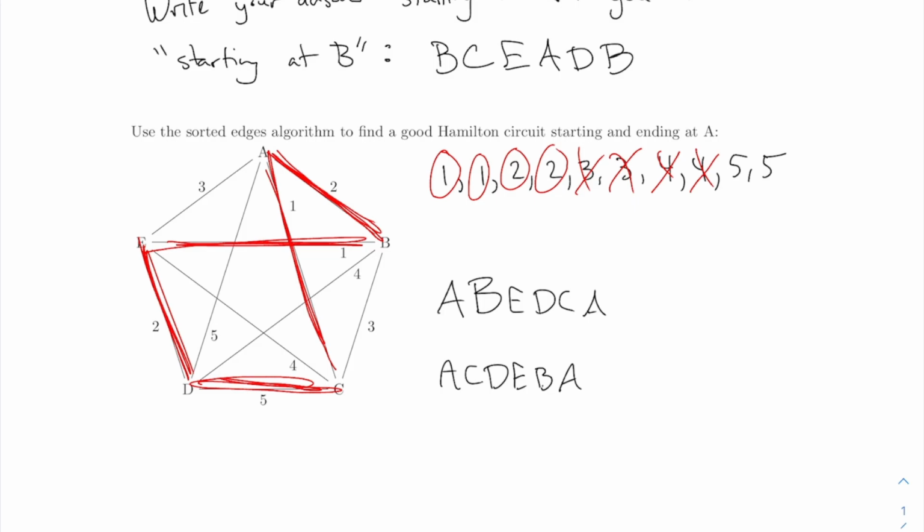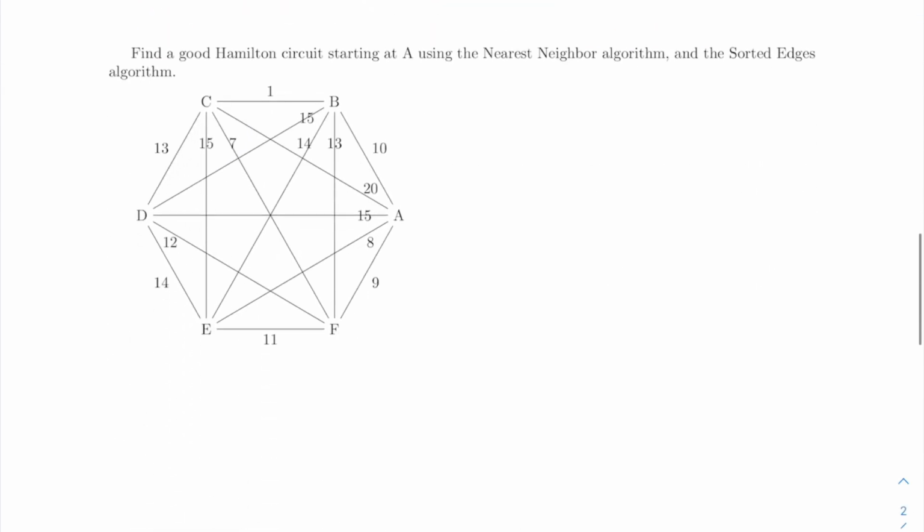All right. In our remaining 15 minutes, can you try the one on the back? It's a big one. You can handle it. This big one would be totally unreasonable to do with brute force. It would take you forever. But with the nearest neighbor or the sorted edges, not a big deal. So your job here, I hope you can remember the other one too. Find a good Hamilton circuit starting at A using nearest neighbor, first of all, which I think is a little easier. And then do it also using the sorted edges. See if you might get the same answer, you might not.